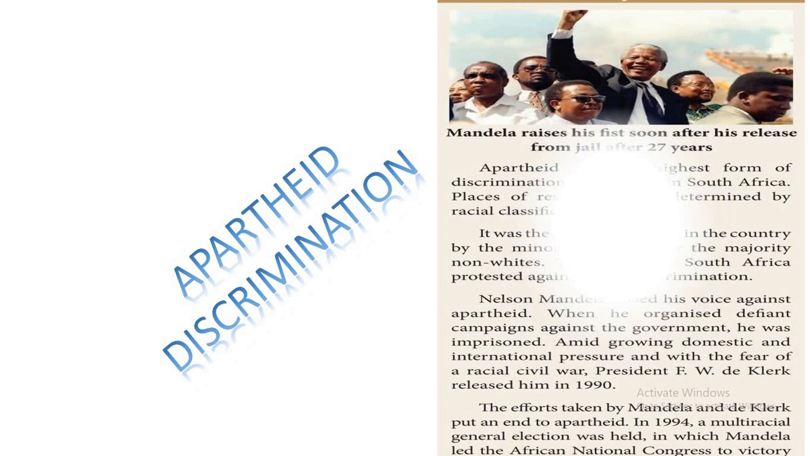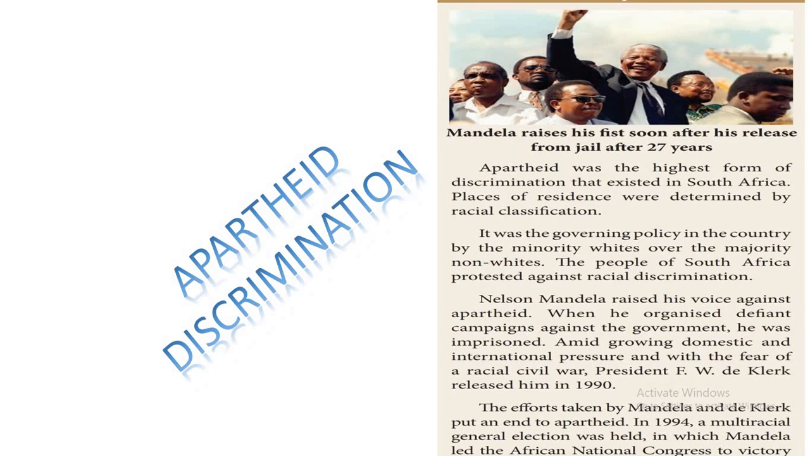What does apartheid say over here? Apartheid means the discrimination, the difference between the people. Especially it was followed in South Africa. Nelson Mandela fought against this, and for this he was imprisoned for 27 years, and after that he won against apartheid and became the president. The efforts taken by him put an end to apartheid. That is, a multiracial general election was held, and he became the president of South Africa.